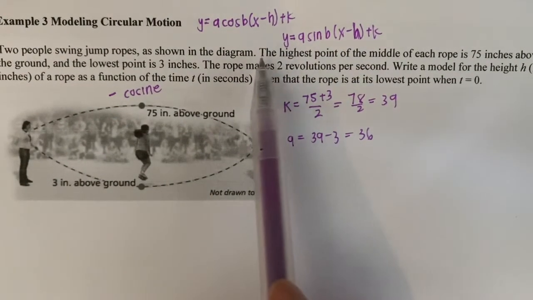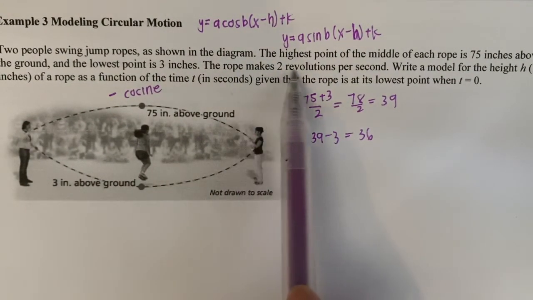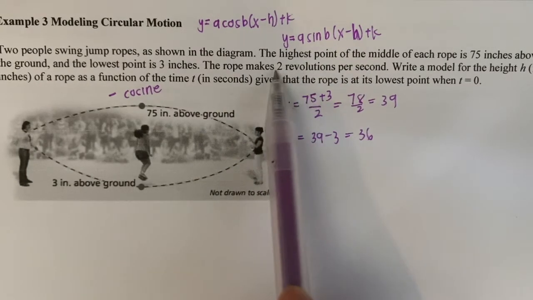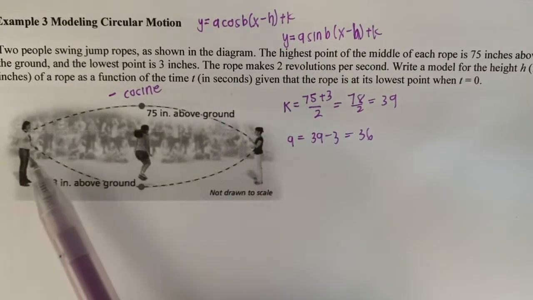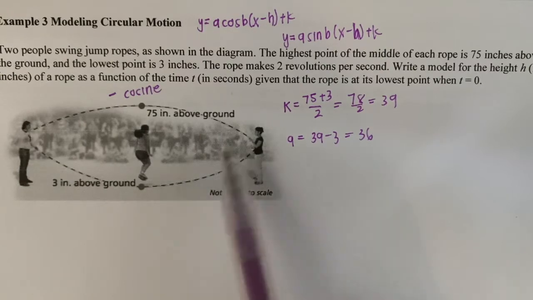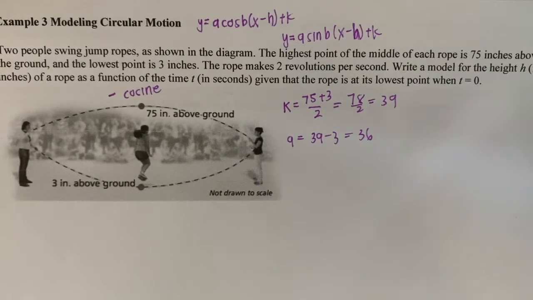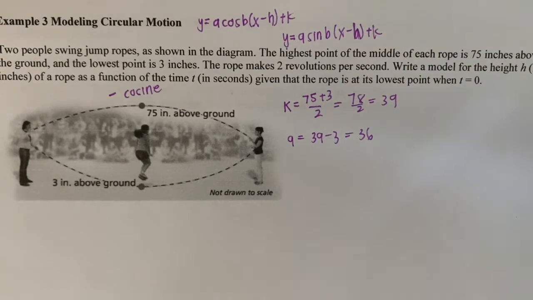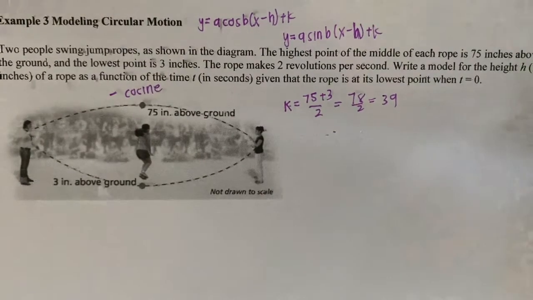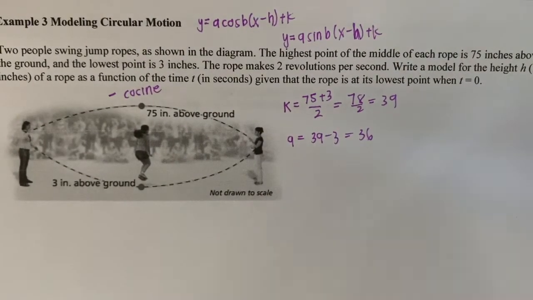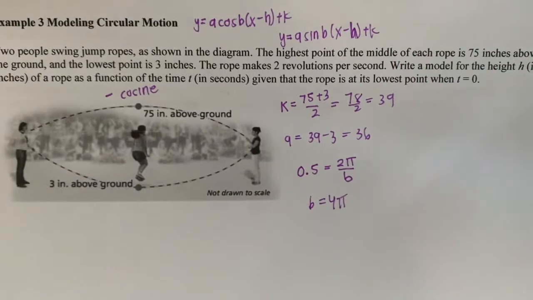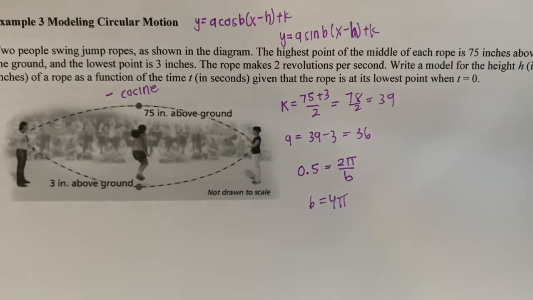We also know that the rope makes 2 revolutions per second. This is going to help us find the period. That means that in half a second, the rope makes a full revolution, and 1 revolution is like 1 cycle. So that tells us that the rope completes a cycle in half a second. We're going to set this equal to 2 pi over b to find our b value. And you cross multiply, this will give you a b value of 4 pi.